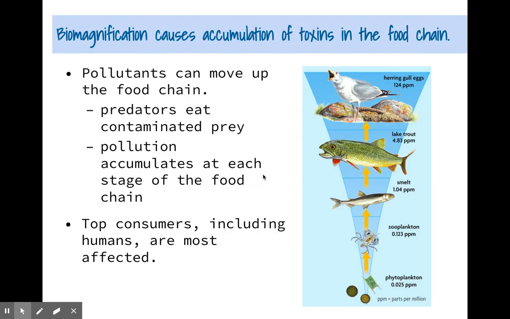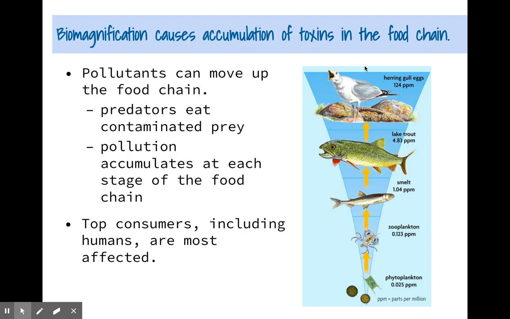All right, biomagnification causes accumulation of toxins in the food chain. Like we said, there's certain organisms that are indicators of what's going on in our food systems or in our water or pollution, okay? Pollutants can move up the food chain. How do pollutants move up the food chain? Well, predators eat contaminated prey. Pollution accumulates at each stage of the food chain. So our top consumers, including humans, are the most affected.